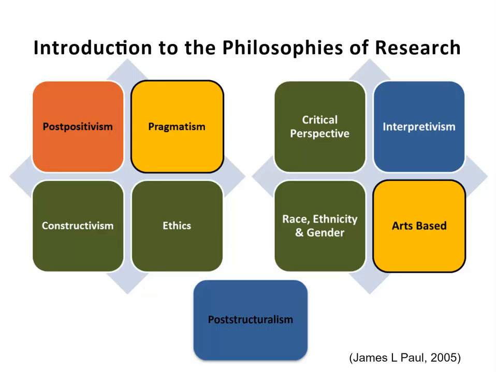Paul, on the other hand, identified nine philosophies of research and then defined the ontology, epistemology, methodology, and values within each. Many of the philosophies have characteristics in common. For example, constructivism, ethics, critical perspective, and race, ethnicity, and gender all consider reality to be constructed, while interpretivism and post-structuralism consider reality to evolve through language. Natural laws and social phenomena define reality for postpositivism, while reality is interpreted through art in art-based philosophy, and pragmatism asserts reality is warranted and justified by beliefs.